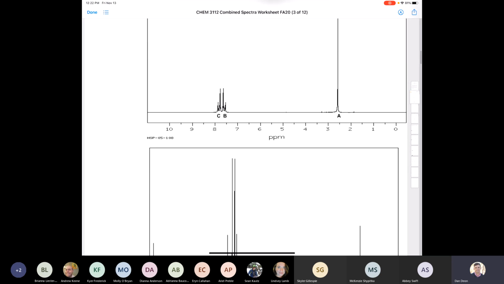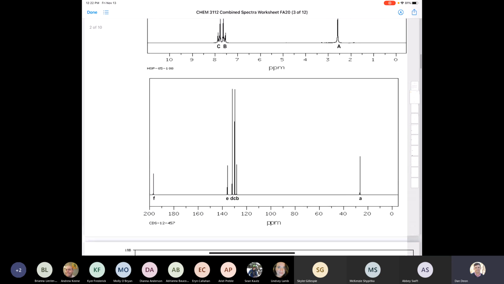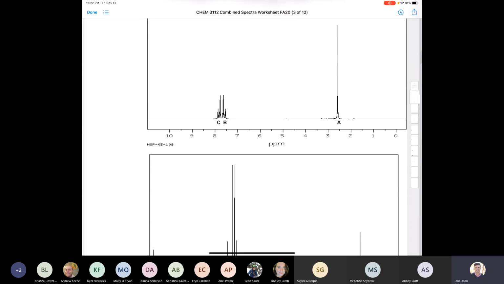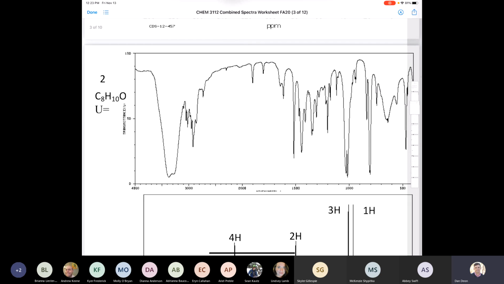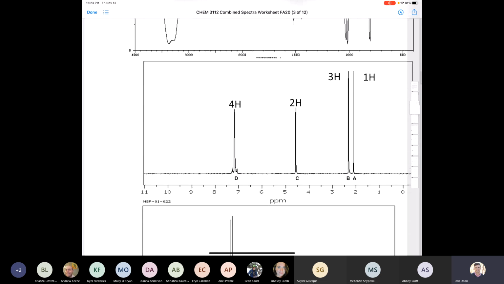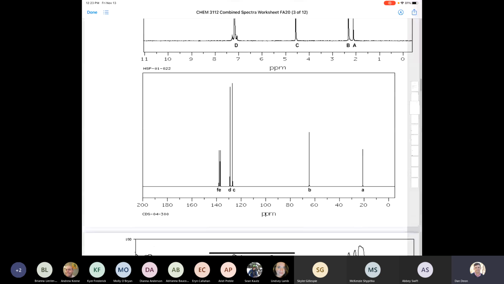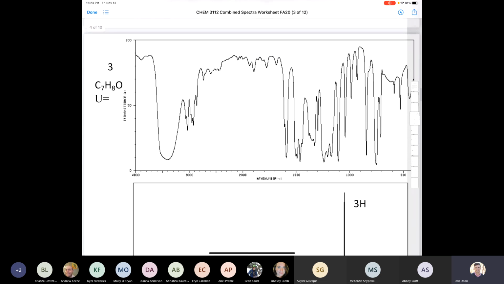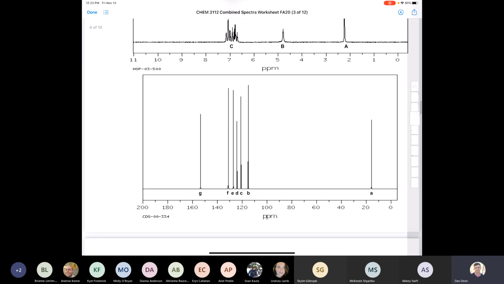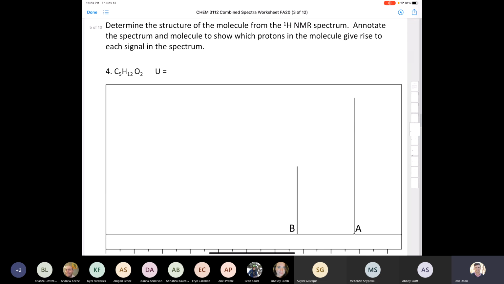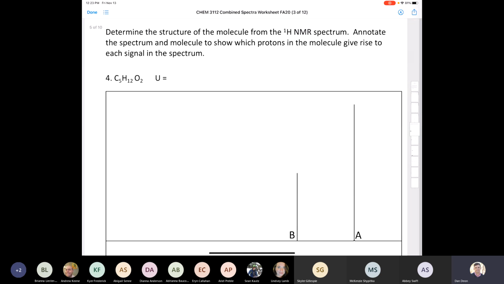I give you a proton and a carbon spectrum, and of course, you want to write the structure here, and you're also going to write the structure here, and then you would identify all of the protons and the carbons in those spectra. The next one is in the same vein. I give you an IR, a proton, and a carbon spectrum. The third one is similar. I'll give you an IR, a proton, and a carbon spectrum. I've also labeled all the peaks with letters to make things easy for you.